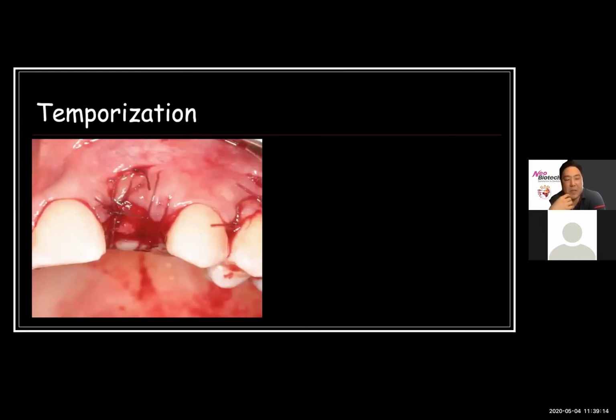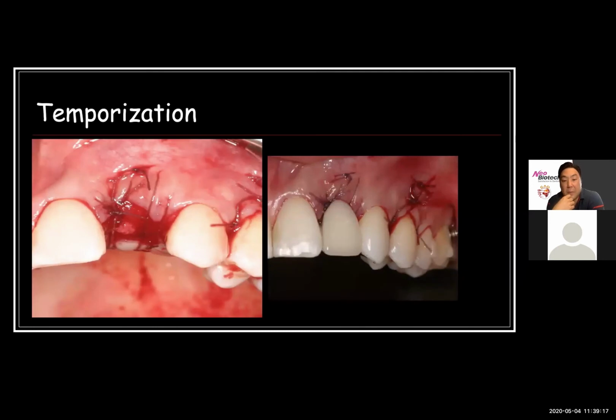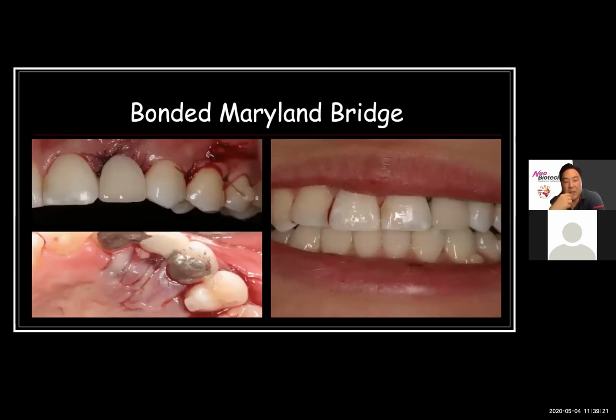And then temporization phase. For this patient, because of the aesthetic demands, we used a bonded mineral lip bridge to be able to provisionalize, because she didn't want to use her aligners with an acrylic pontic, because every time she took the aligners out, she would have a space there. And so because of the aesthetic demands, we just bonded a Maryland bridge into that site, where the aligners were able to seat over the teeth. We worked that with the orthodontist.